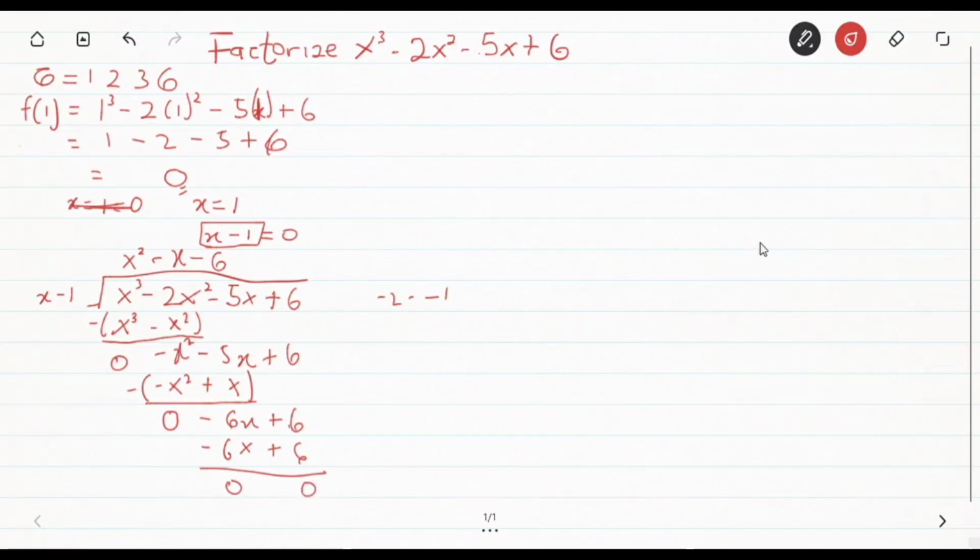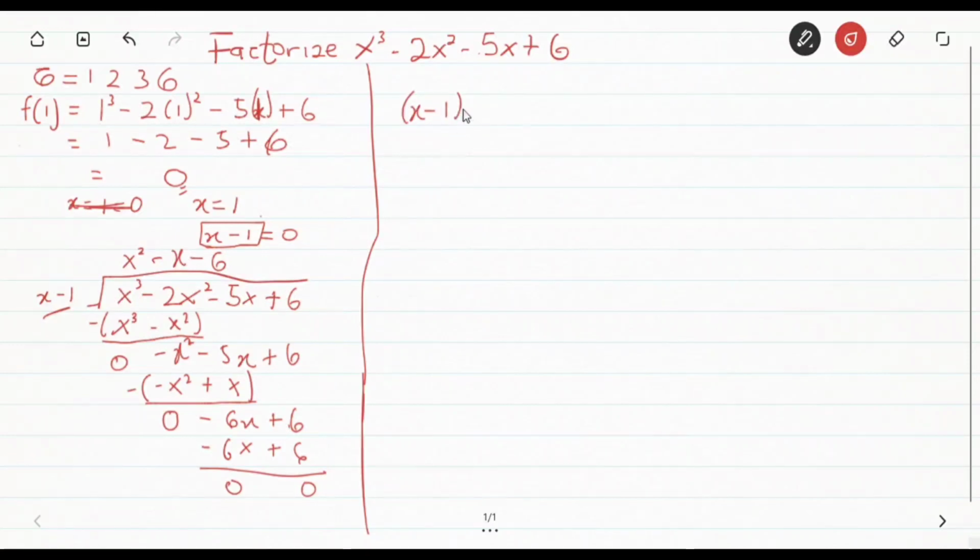Okay, let me clean this side. So from there, what do I do again? Now that we have gotten 0, 0, it is clear that we have some of the factors, okay? Because the x minus 1 that we got over here, this one is a factor. So we have x minus 1 as a factor. Let me put it in brackets.